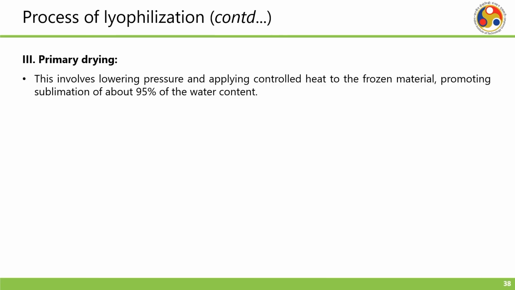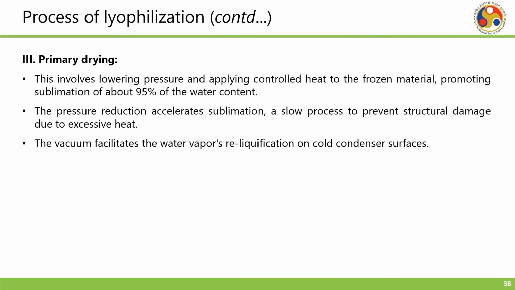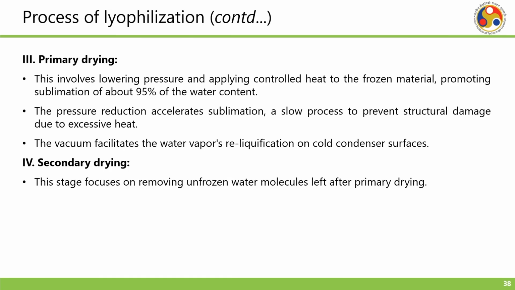We have the third stage, which is the primary drying. This involves lowering pressure and applying controlled heat to the frozen material, promoting sublimation of about 95% of the water content. The pressure reduction accelerates sublimation, a slow process to prevent structural damage due to excessive heat. The vacuum facilitates the water vapors' re-liquefaction on cold condenser surfaces. And then we go for the secondary drying.